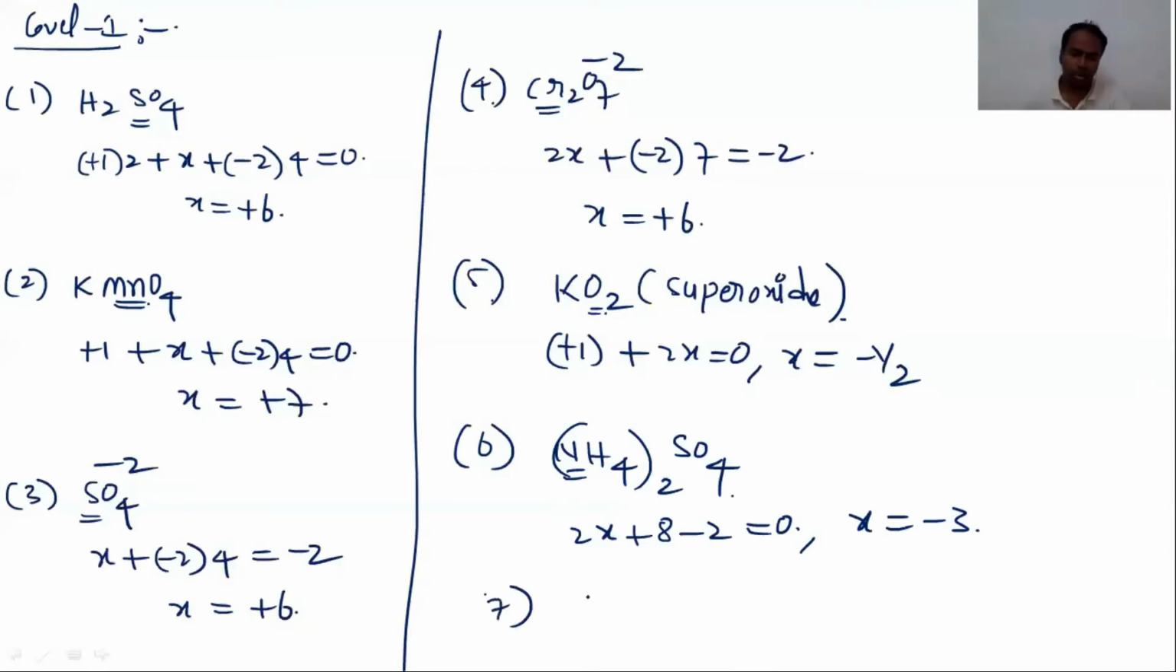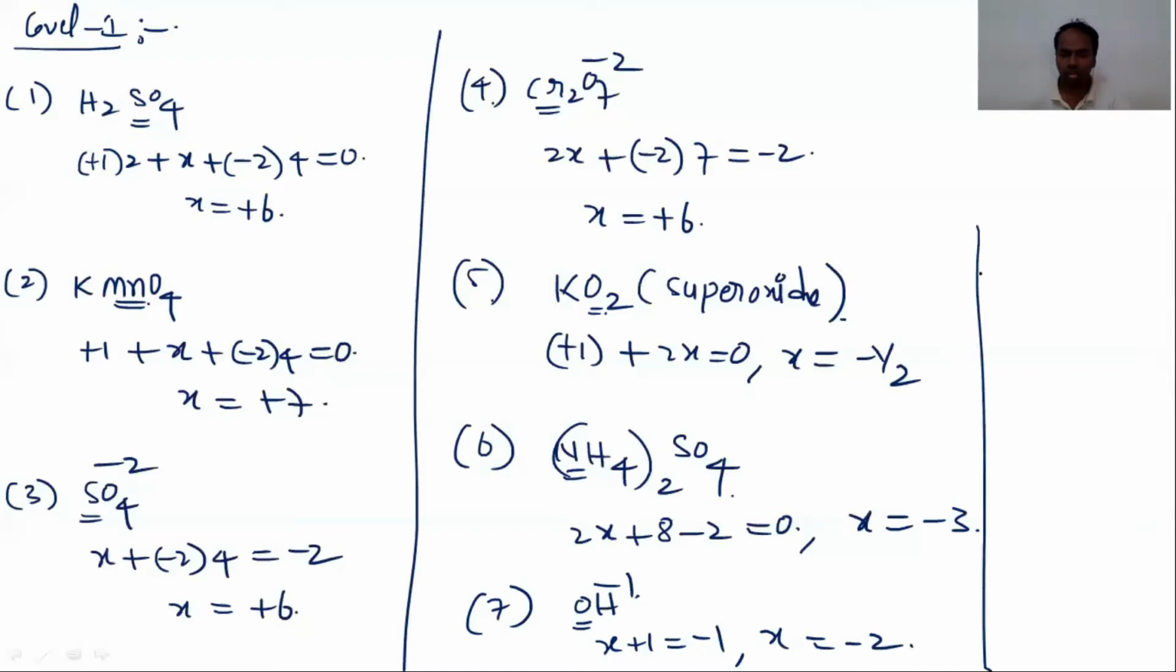For example, OH-. What is the oxidation state of oxygen? X plus hydrogen +1 is equal to -1, and X is equal to -2. What is the nitrogen oxidation state in N2? That is 0 because it is in the elementary state. What is the iron oxidation state in Fe3+? For monoatomic ions, the charge is nothing but their oxidation number, so +3. So this is the way to find the oxidation number.